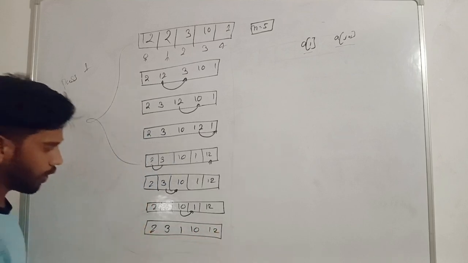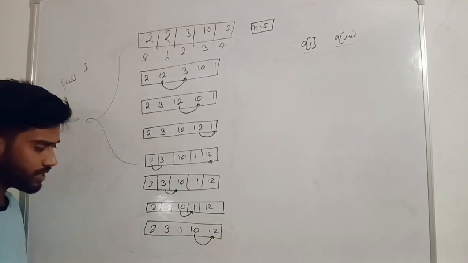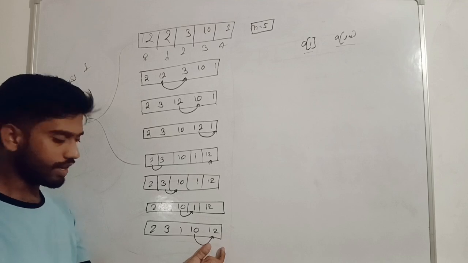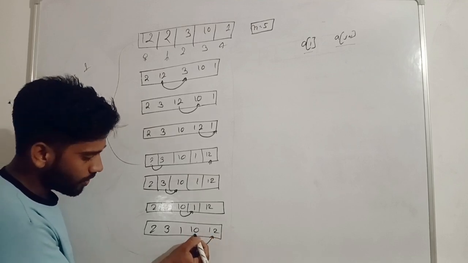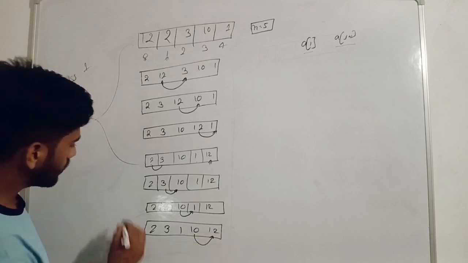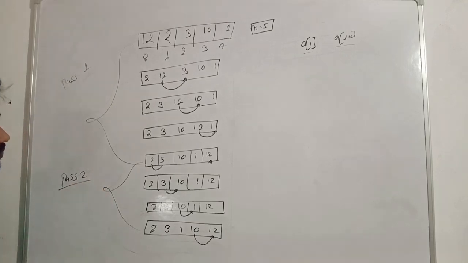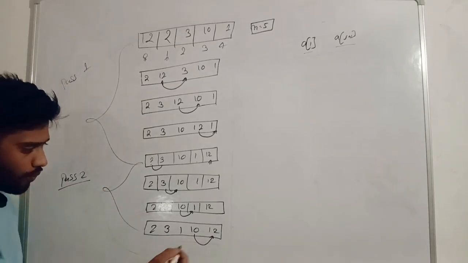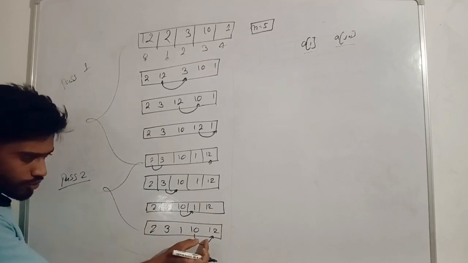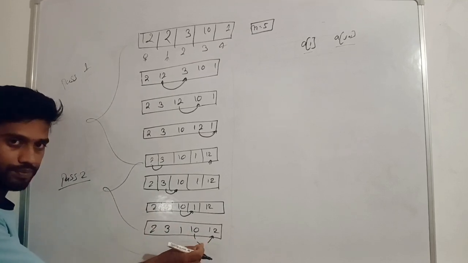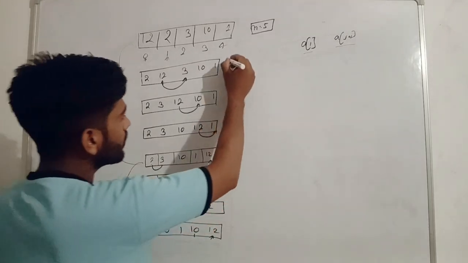Now in the next iteration, 10 and 12 will be checked. 12 is greater, so there is no need to swap them. This is the second pass. In the second pass, only the last two elements have been swapped as adjacent elements. Okay, now we require another pass.